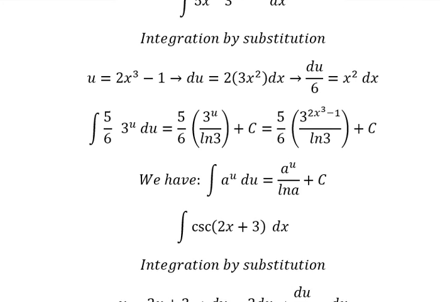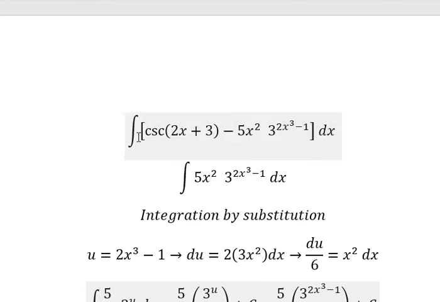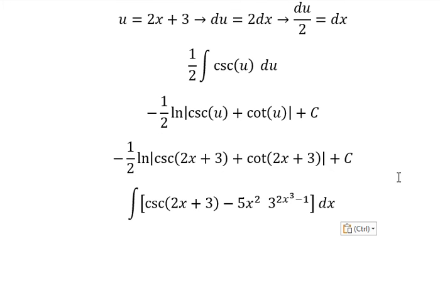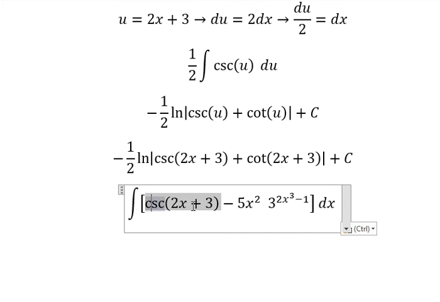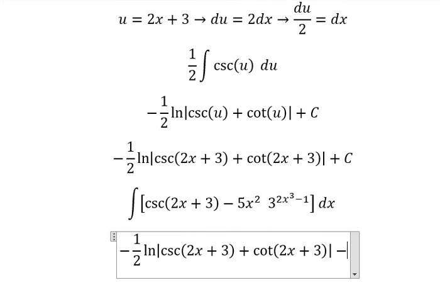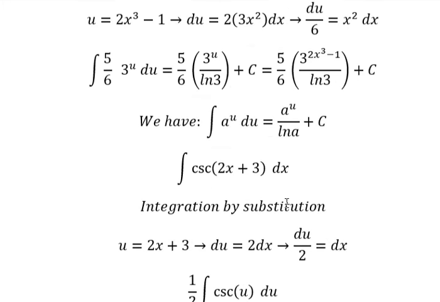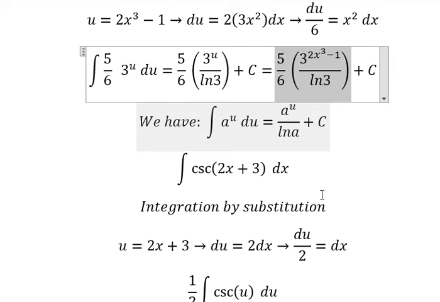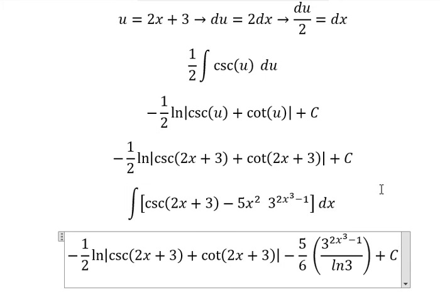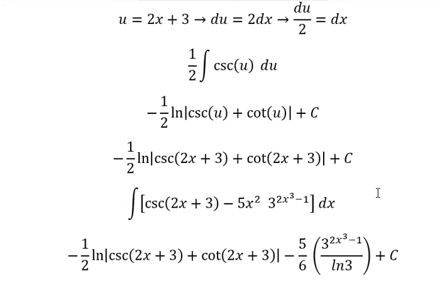Now we compile the answer in here. The integration of this one, that is this one. The integration of this one, that is this one. And this is the final answer.